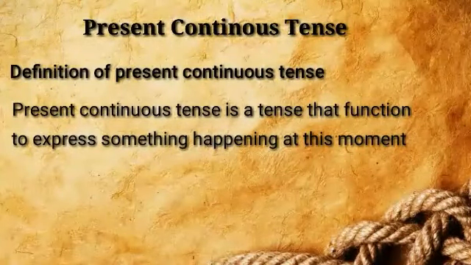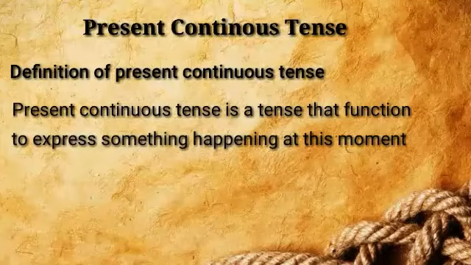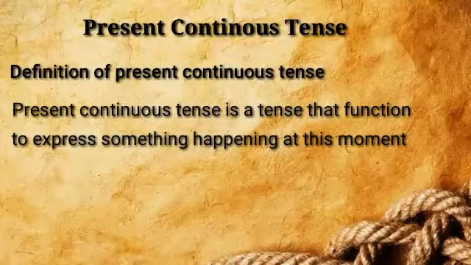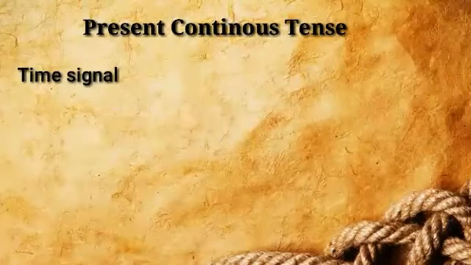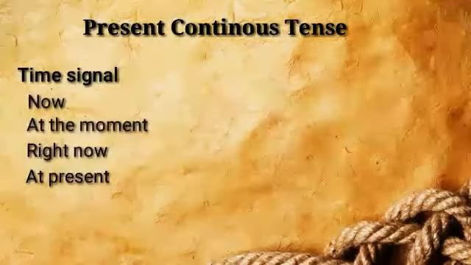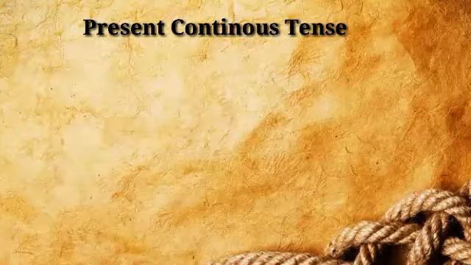And next, I will explain about present continuous tense. For the first, I will explain about the definition of present continuous tense. Present continuous tense is a tense that functions to express something happening at this moment. Time signals that show the present continuous tense are like now, at the moment, right now, at present.